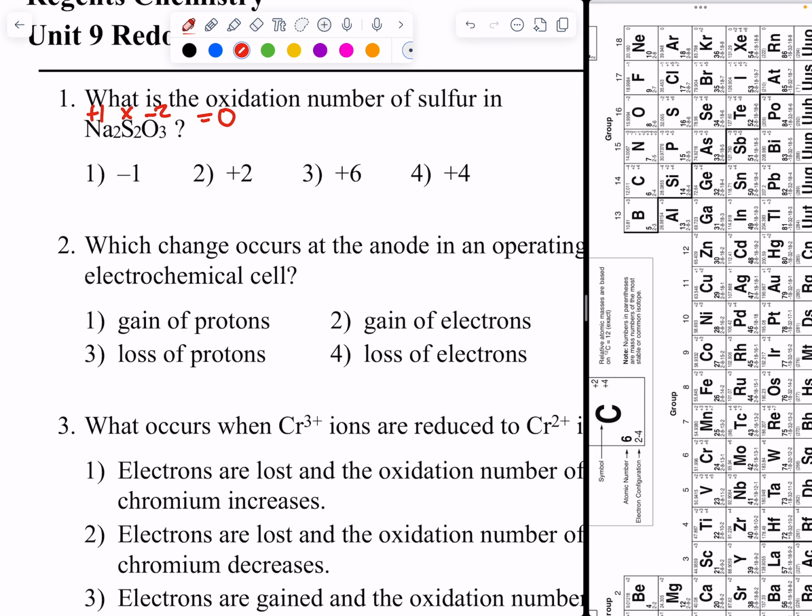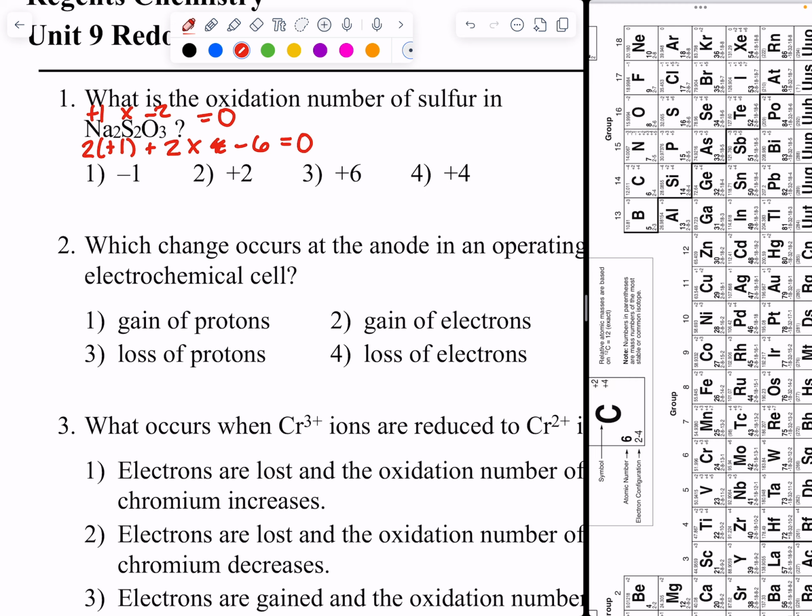I have 2 sodiums, so altogether that's a +2, right? Because 2 times +1. Plus, here's the tricky part. There's actually 2 sulfurs because of that subscript 2. So 2x plus, actually, -2 times 3 is going to be -6, right? And that's all equal to 0.